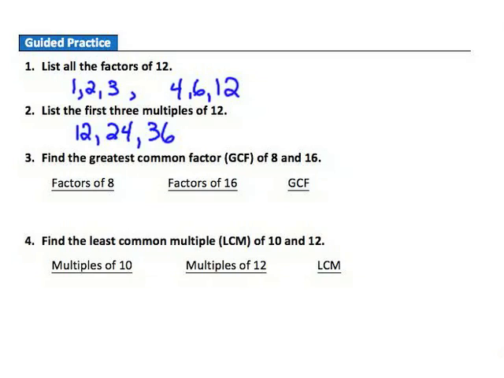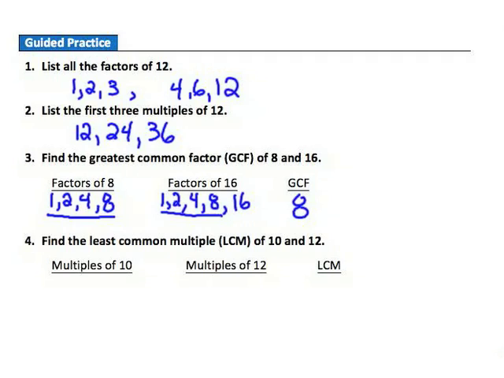Question 3. Find the greatest common factor of 8 and 16. Well, first we're going to start with factors of 8. So factors of 8: 1, 2, 4, and 8. Factors of 16. There's lots of them: 1, 2, 4, 8, and 16. From this list, we want the greatest factor that they have in common. Well, it looks like they have all of these factors in common, but the one that's the largest is 8. So our greatest common factor is going to be 8.